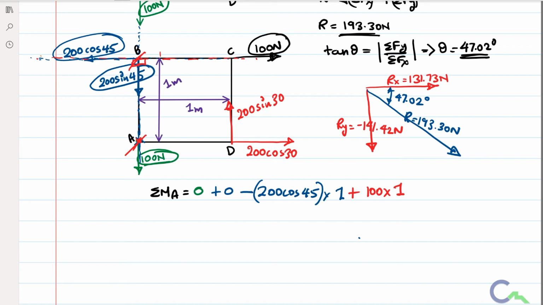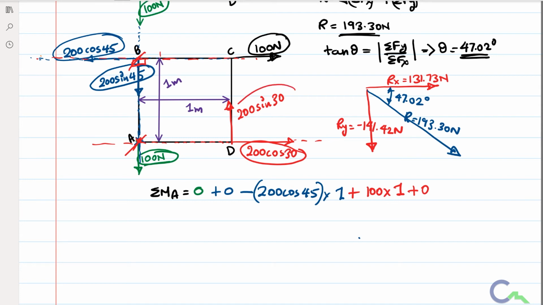The next force I am going to consider, that is 200 cos 30. If I shift that force in the line of action of force, it is passing through A. Therefore because of that the moment component is 0.